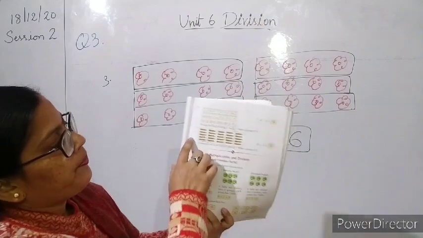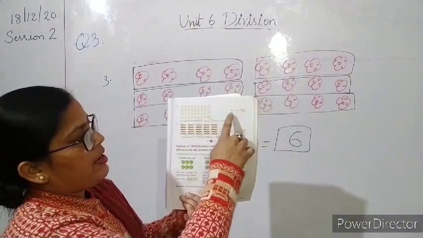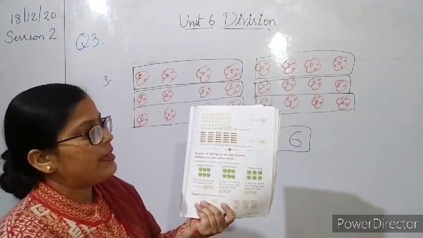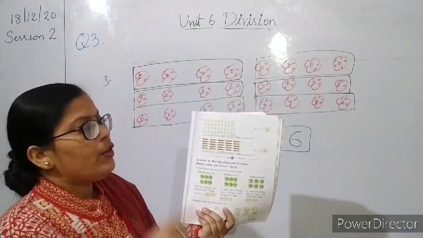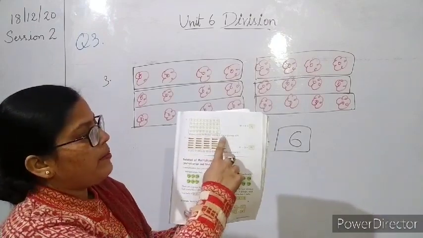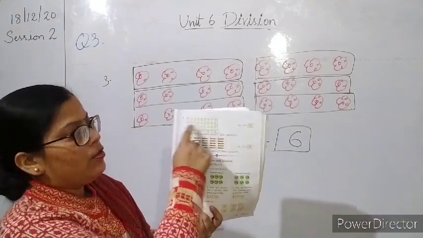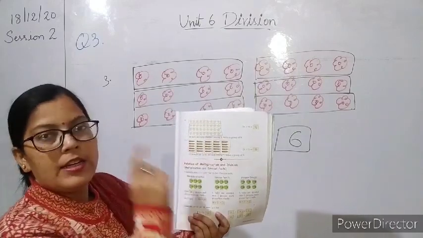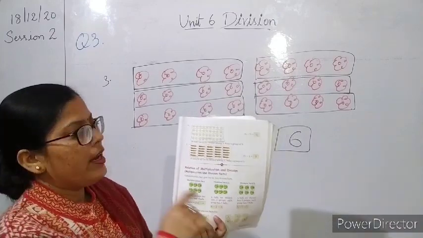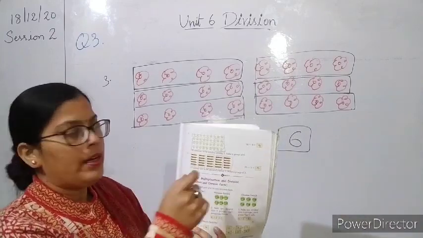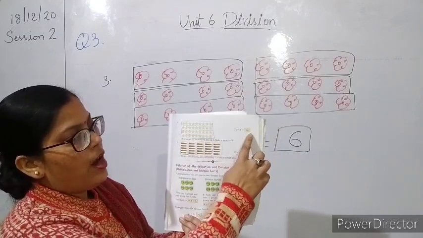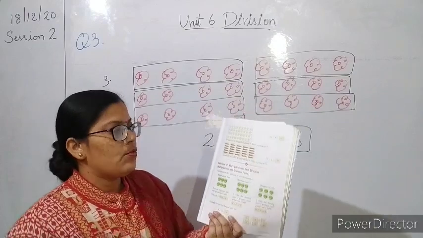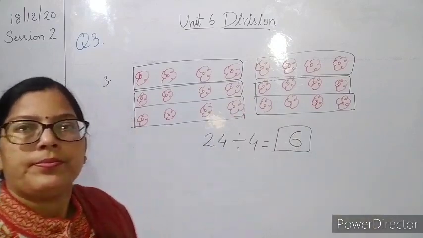On the next page, the total number of stars is 36, divided by 9. The division fact given is 36 divided by 9. Now you have to make groups of 9. In each group there should be 9 stars. Then you have to see how many groups are made, and write that answer in this block. So do these 2 questions on your own.